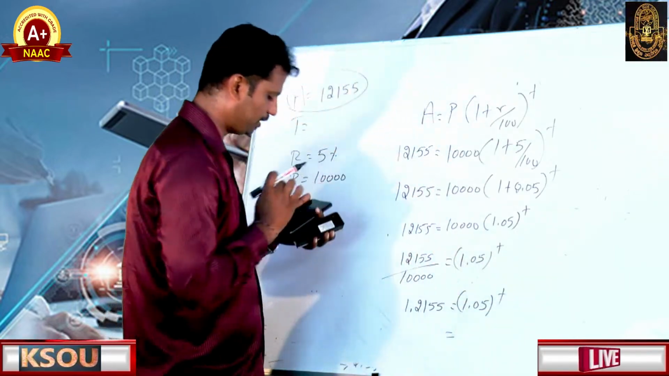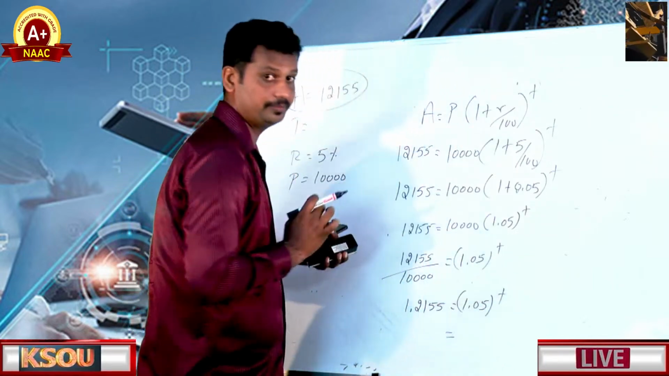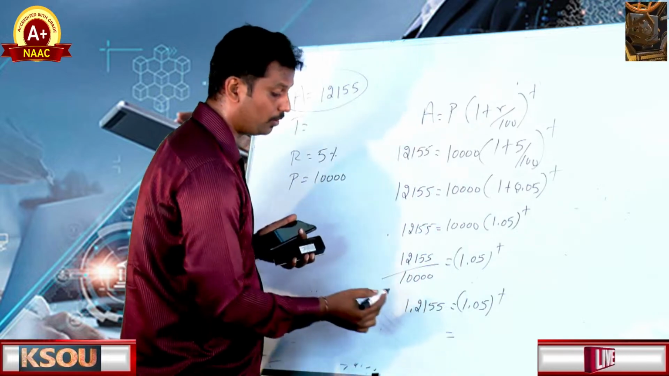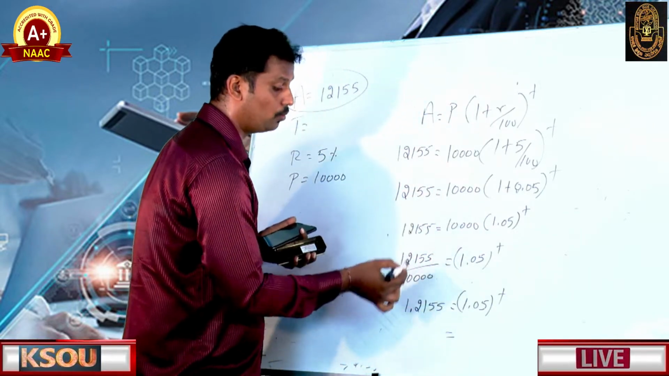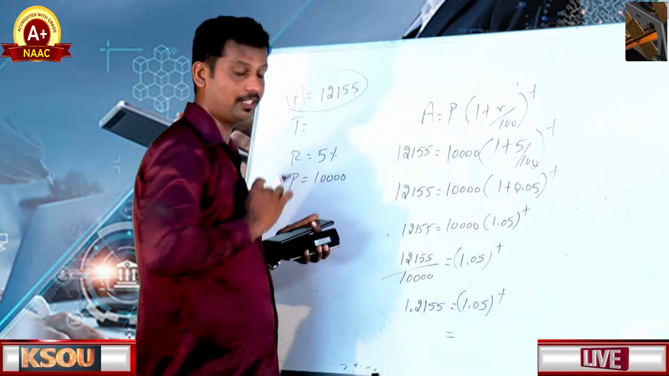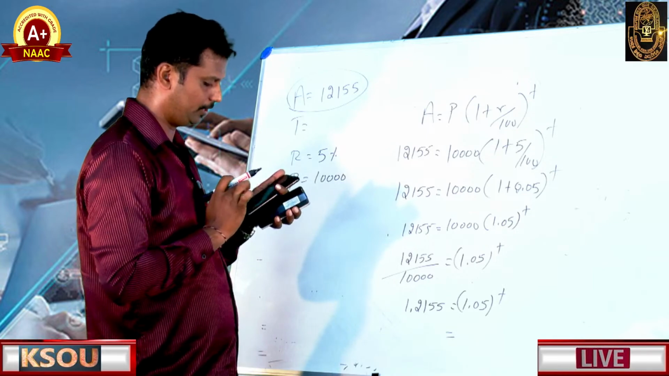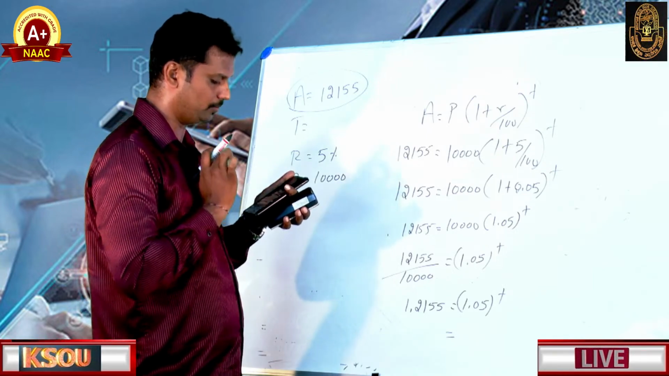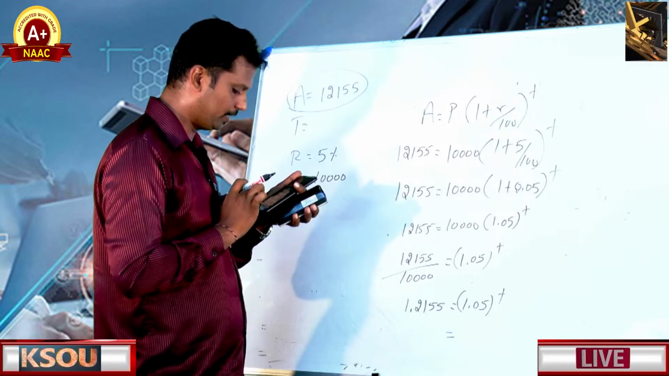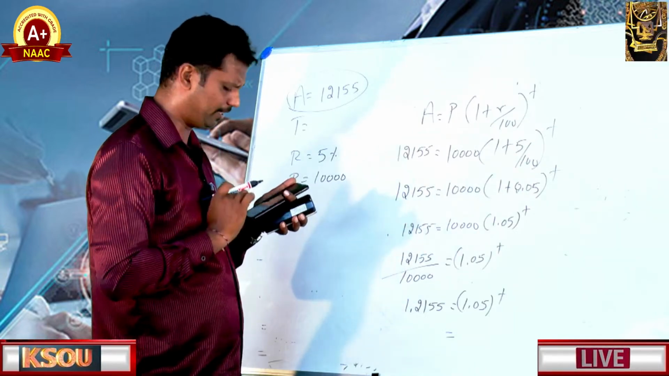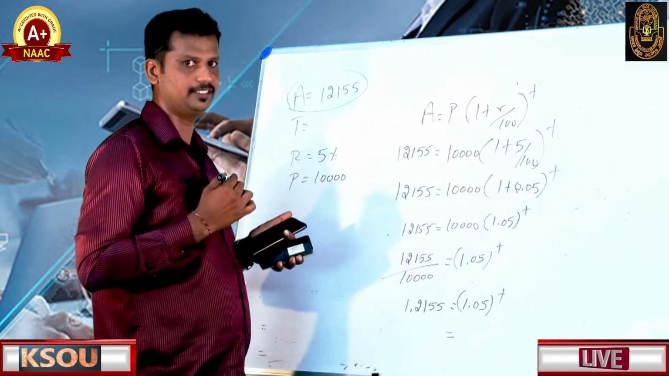So it's very simple. You should multiply 1.05. In how many times you multiply, if you get 1.2155, that is the actual T value. So just try it. 1.05 into 1.05, 2 times we do not get it. Next 1.05, still we do not get it. 1.05, so we get the answer.